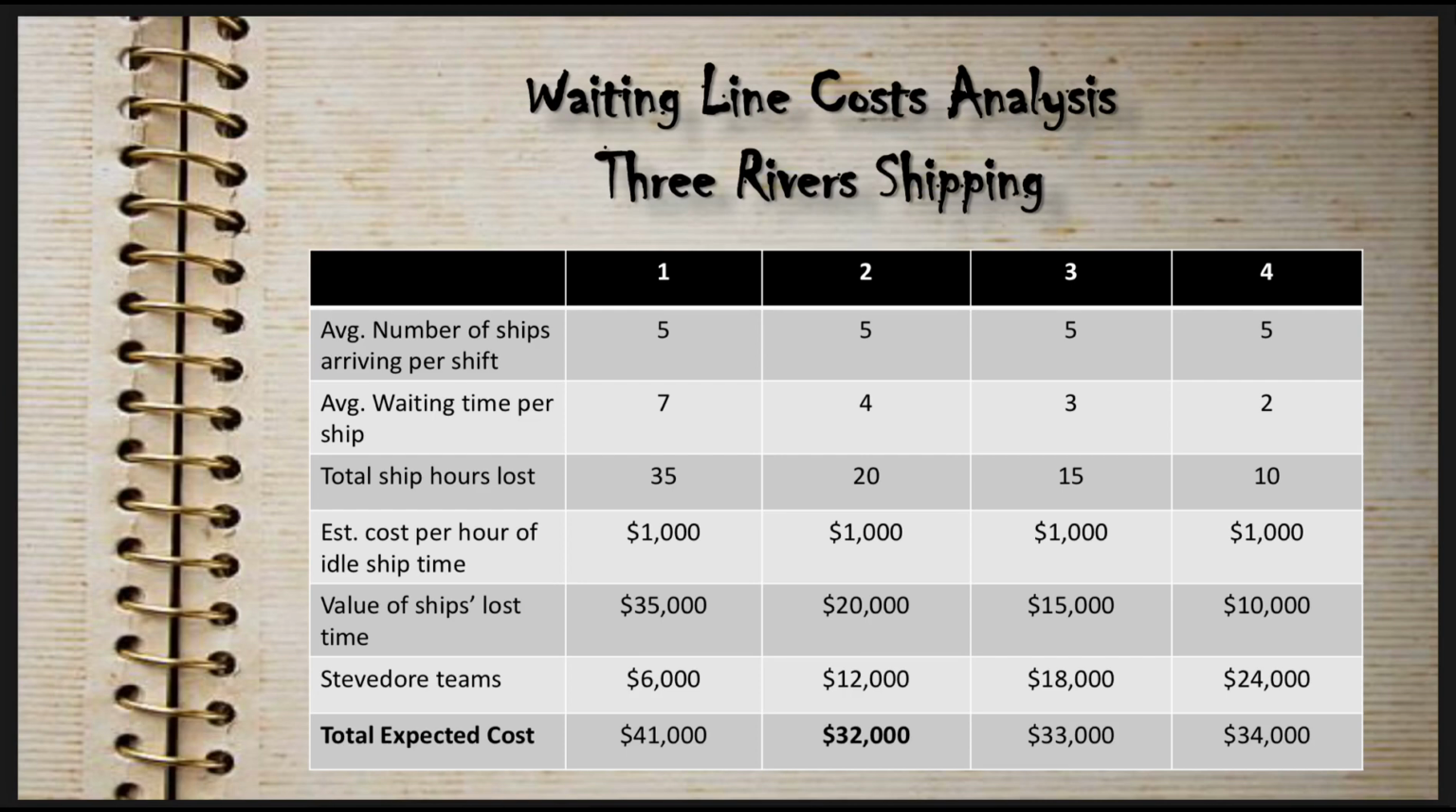Bakit 5 yung amount? Kasi sabi dun sa problem kanina, it was stated there that approximately 5 ships daw yung arrive to unload their cargoes of steel and ore during every 12-hour work shift. So 5. Yung average waiting time per ship is 7, 4, 3, and 2. Kasi yan yung oras. Kanina, di ba, nasabi yan dun sa problem.